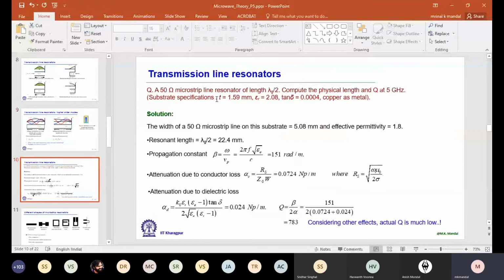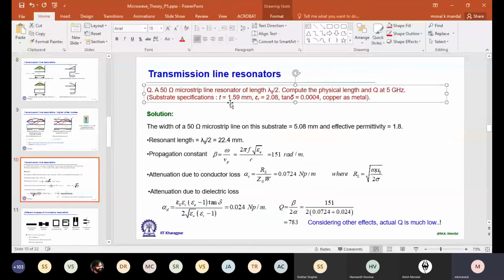Well, a short numerical example. A 50 ohm microstrip line resonator of length lambda g by 2. Compute the physical length and quality factor at 5 GHz. Substrate thickness is given, substrate, all specifications are given.